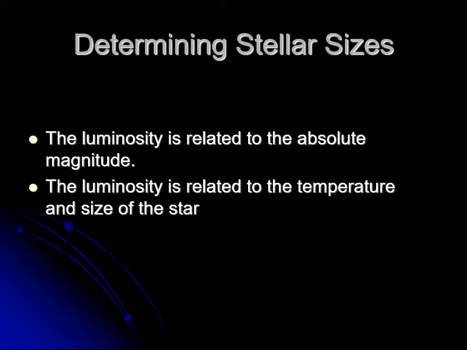So the luminosity is related to the temperature. The bigger the temperature of the star, the brighter it's going to be. The bigger the size of the star, the brighter it's going to be. So that means all these things are related to each other. Which means if you could somehow figure out a couple of them, you could figure out the rest. So in other words, if you could figure out the luminosity of a star and you could figure out its temperature, you could figure out the size. So if you could find the absolute magnitude, you can find the luminosity. So there's kind of a little bit of work that has to be done here.